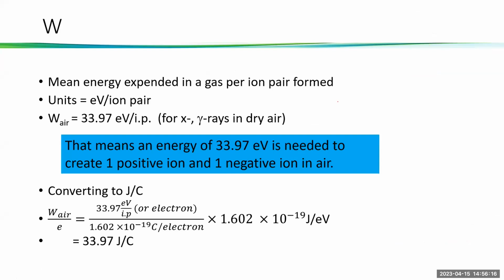While we are talking about exposure, a very important variable we need to talk about is W, which is the mean energy expended in a gas per ion pair formed. For X-rays and gamma rays in dry air, it is very well quantified to be 33.97 eV per ion pair. That means you need 33.97 eV to create one positive ion and one negative ion in air. And of course, we can convert this to joule per kg using the electron charge.